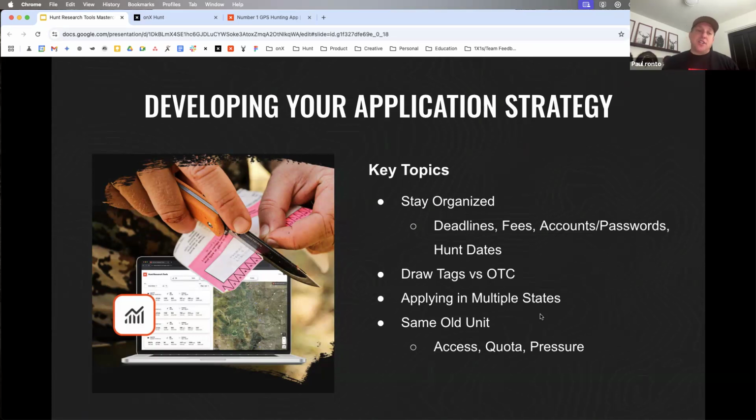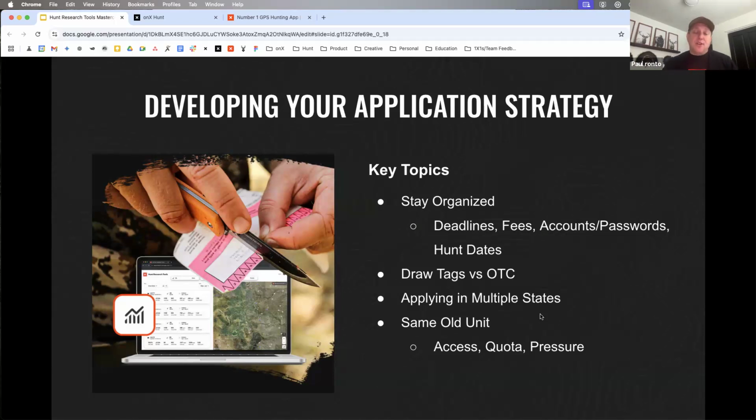And so I had to change units and I had to start over from scratch after really learning a place for 18 years. So it's really important to really understand access, quotas, hunting pressure, and these changes that happen from year to year, because your same old unit might not be an option next year.